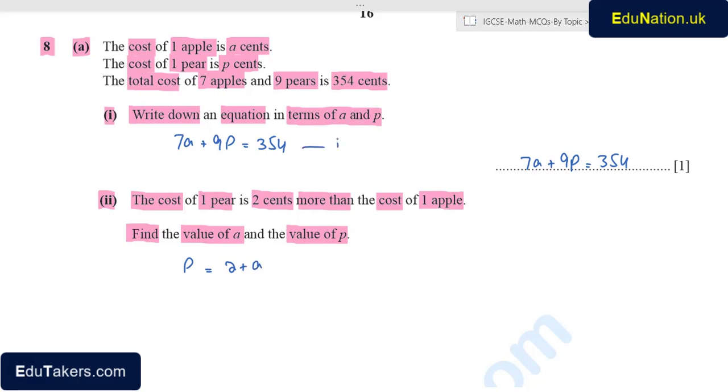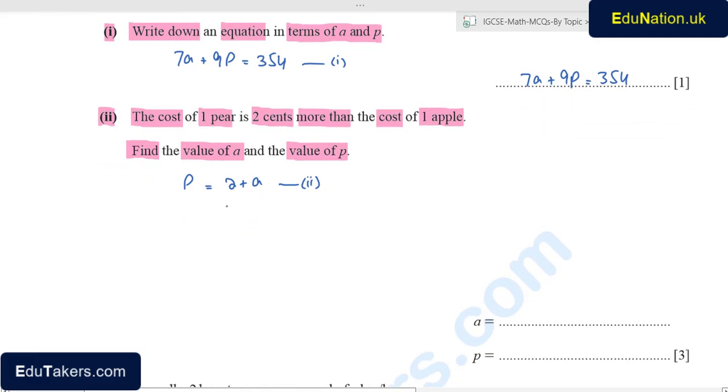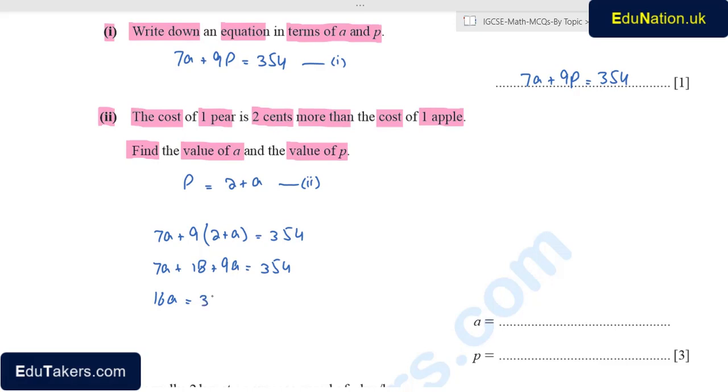Let's say this is equation 1 and this is equation 2. We have to find the value of A and P. Putting equation 2 in equation 1: 7A plus 9 into (2 plus A) equals 354. 7A plus 18 plus 9A is 354. Then 7A plus 9A is 16A equals 354 minus 18.